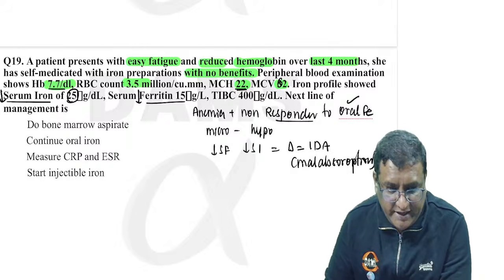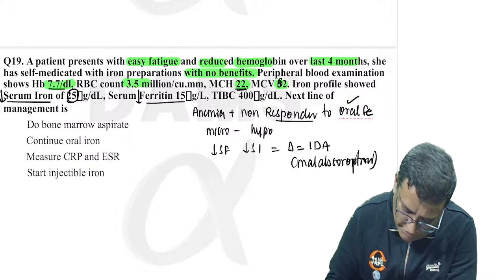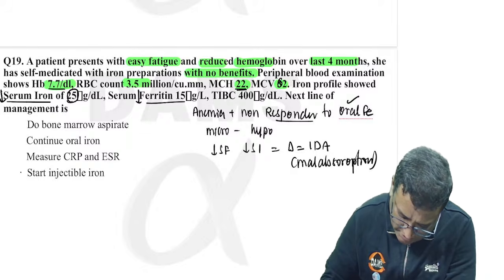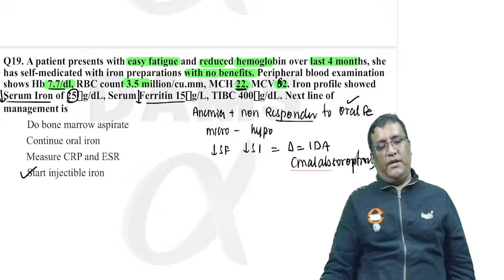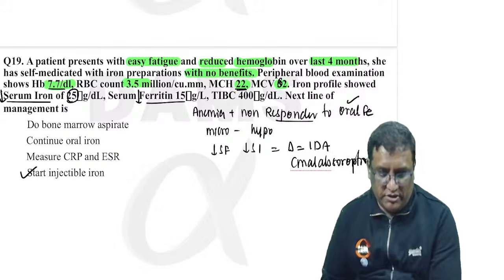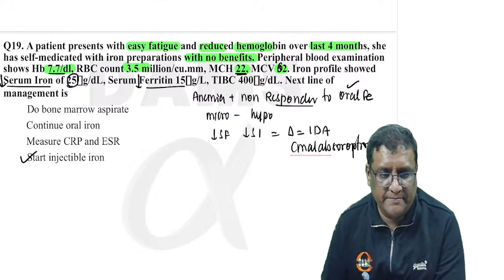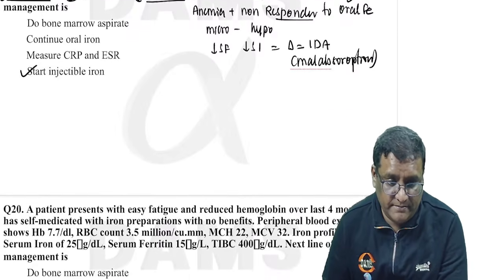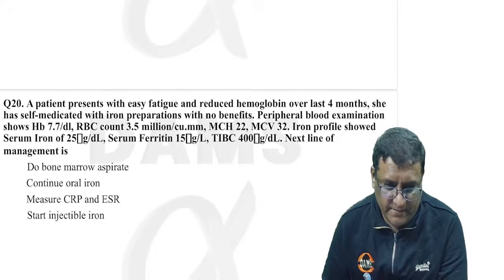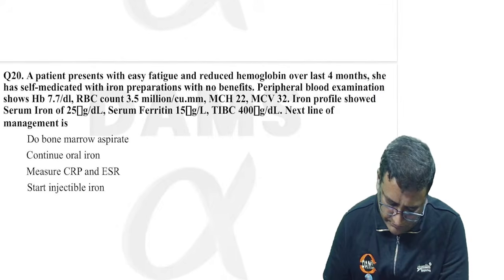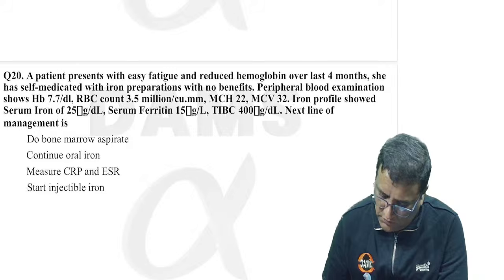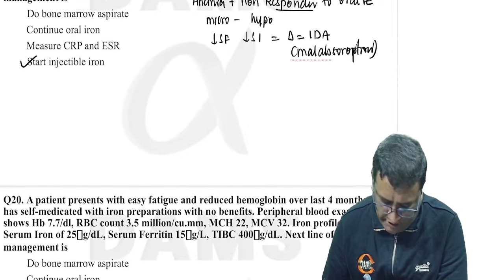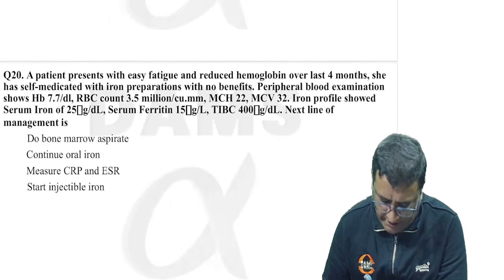So what should be the next line of management? Bone marrow aspirate, continue oral iron, measure CRP, injectable iron. The answer should be injectable iron. Why? The patient is a non-responder here, isn't it? And the patient is having iron deficiency. Next question. Okay, sorry. The same question has got repeated here, 19 and 20.